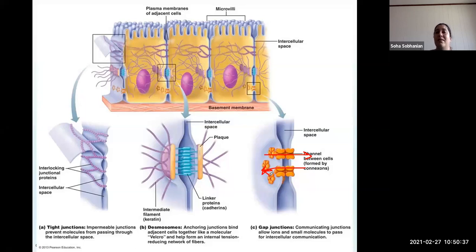So a couple of things that you guys need in terms of these junctions. First of all, understand the explanation. So a tight junction is basically cells held together tightly.